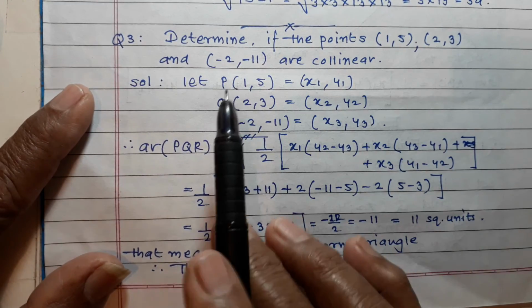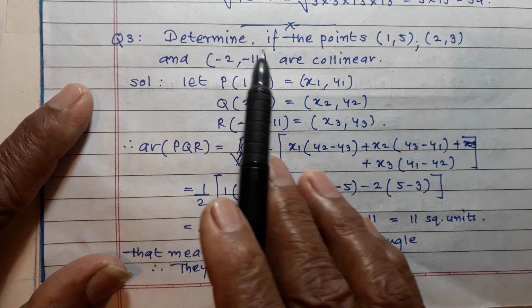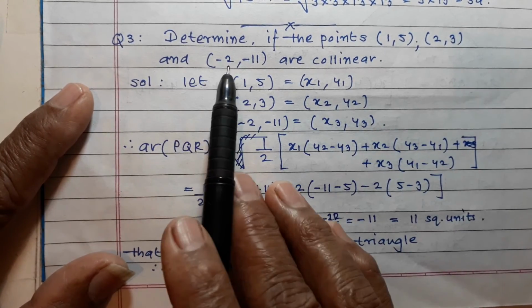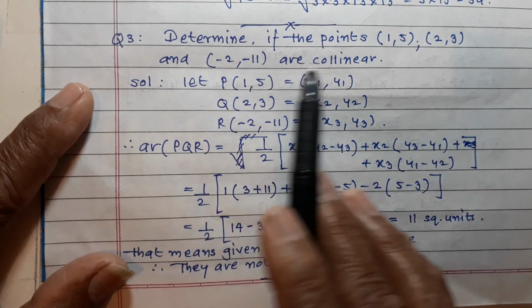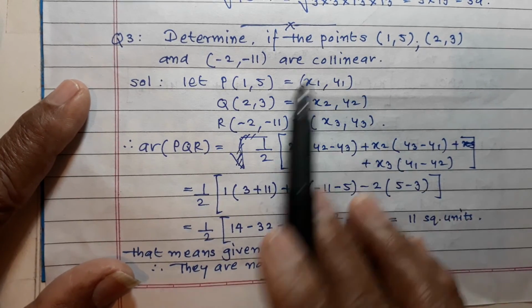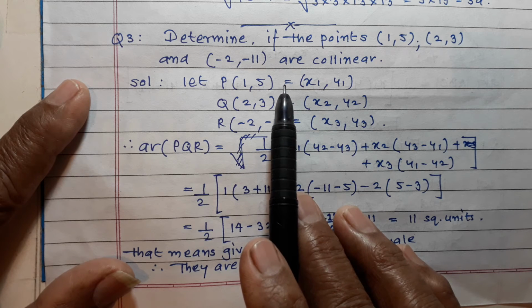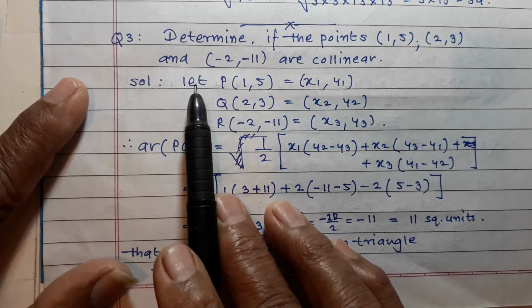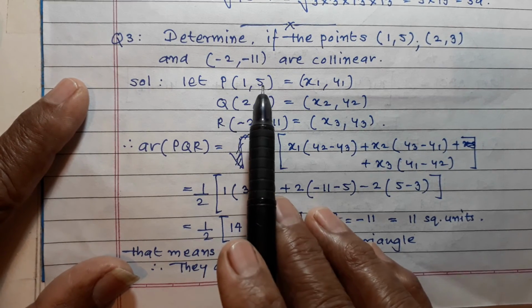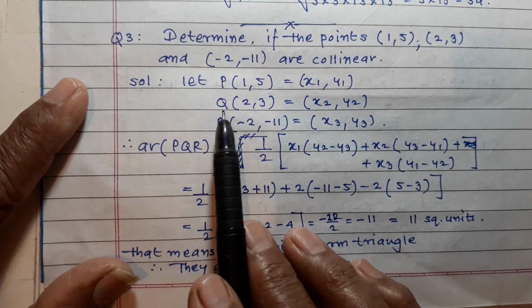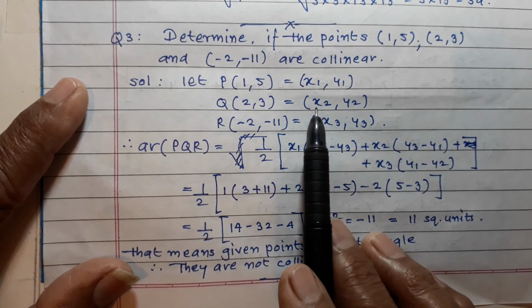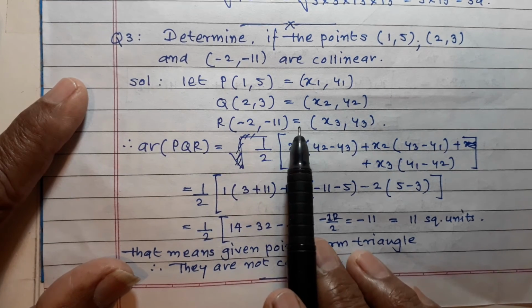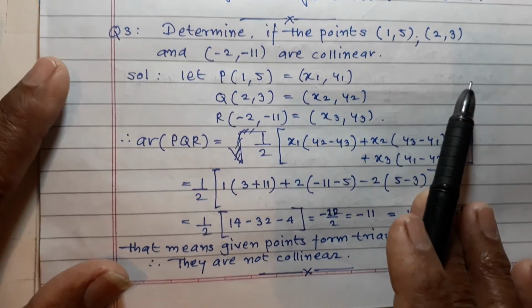Question number 3. Determine if the points (1, 5), (2, 3) and (-2, -11) are collinear. Now this is a slightly important question, complicated, it is important. Solution. Let P (1, 5) be (x1, y1), Q (2, 3) be (x2, y2), and R (-2, -11) be (x3, y3).